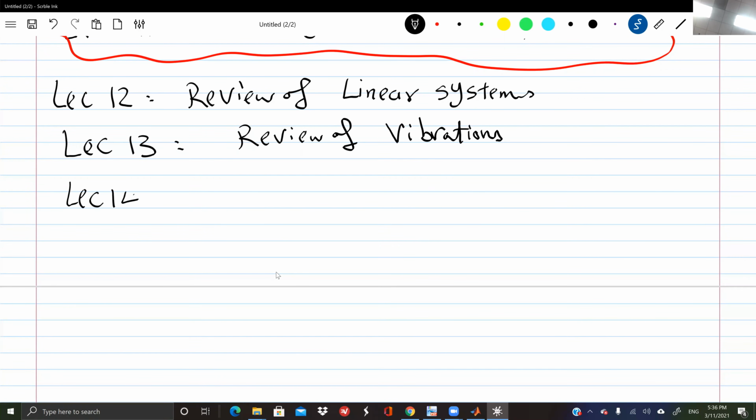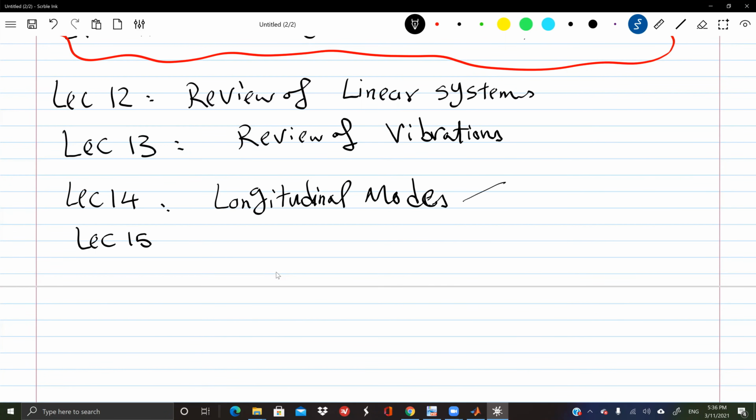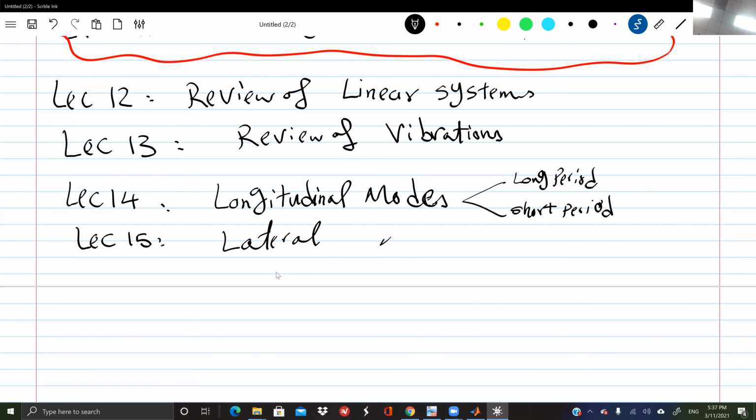Then lecture 14 and lecture 15, these were about the longitudinal modes, right? Which are how many modes, by the way? 2. 2, the long period and short period mode. Lecture 15 was about the lateral flight dynamics. These are 3 modes. Dutch roll is the most important. We have the rolling mode, we have the spiral mode.